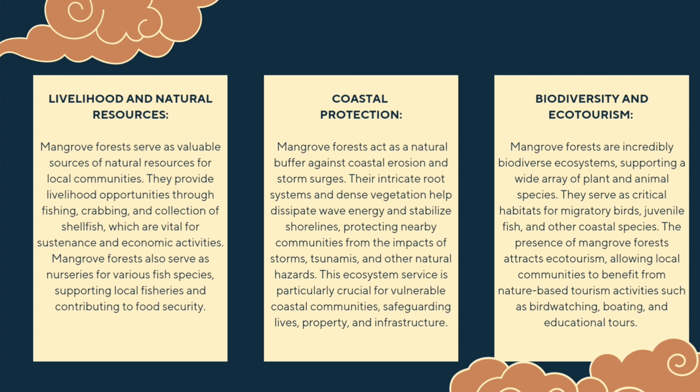The second relationship is coastal protection. Mangrove forests act as natural buffer against coastal erosion and storm surge. Their integrated root system and dense vegetation help dissipate wave energy and stabilize shorelines, protecting nearby communities from the impact of storms, tsunami, and other natural hazards. This ecosystem service is particularly crucial for vulnerable coastal communities, safeguarding lives and infrastructure.